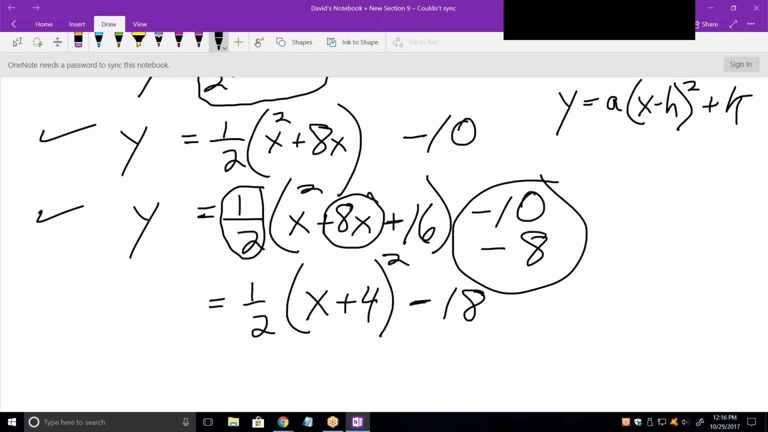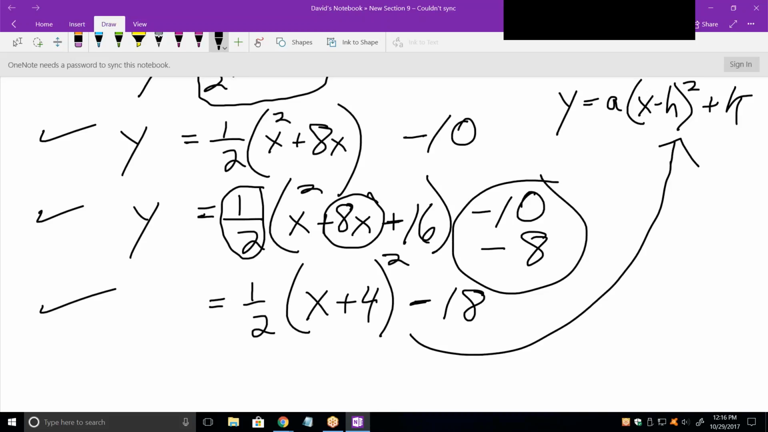Notice I have not changed it. Going from every row I go down is exactly the same as the row above it. It's different numbers, but it's the same. If I expand this out, I'll get what I started with. I'm understanding this, yeah. Now, we've got it in perfect vertex format.